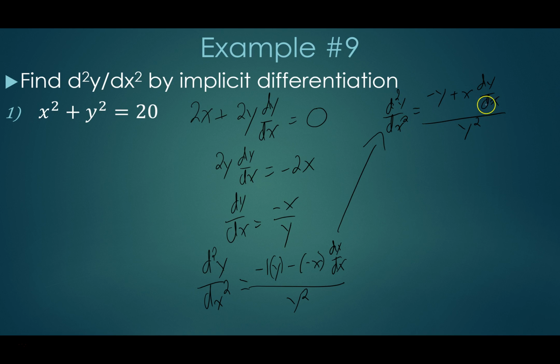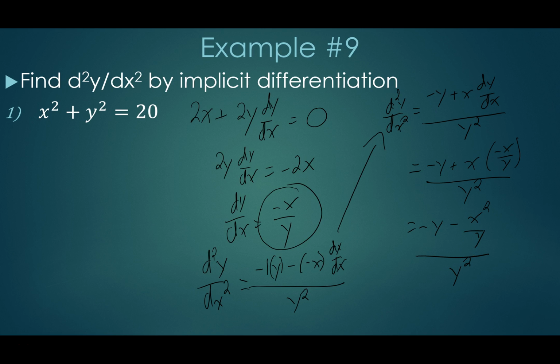We've now taken the derivative, we evaluate, but now we need to work with it. What is dy dx? Well, dy dx is negative x over y. So I can rewrite this as negative y plus x times negative x over y, all divided by y squared. When I multiply in there, I get negative y minus x squared over y, all over y squared. So all I've done at this point is I've taken my derivative dy dx to get the d squared y dx squared, and then I plugged in dy dx for what I know dy dx equals, negative x over y. I now have a complex fraction, where I have a fraction inside a fraction.